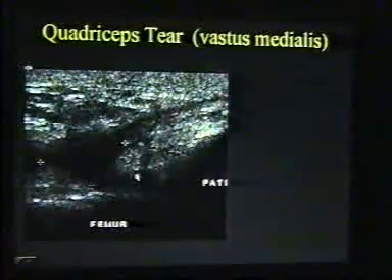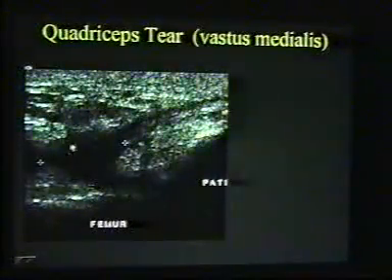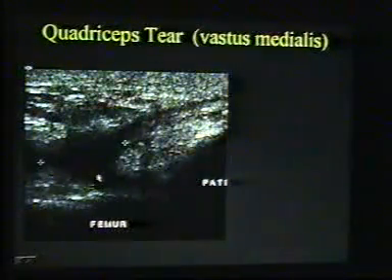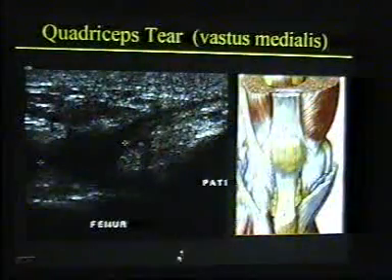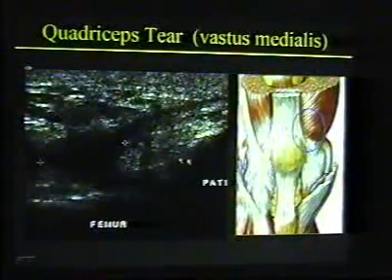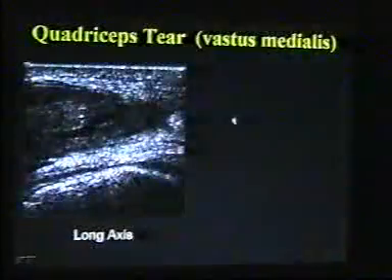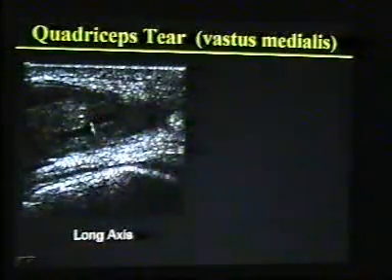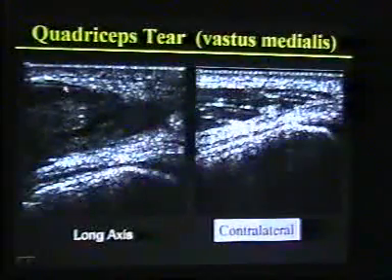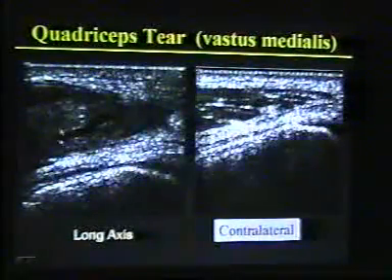Coming to Quadriceps Tear of the vastus medialis. You can see the discontinuity in the tendon, and we are scanning this area. Quadriceps tear again, you can compare with the contralateral side. This is normal side. Here we have tear in vastus medialis.